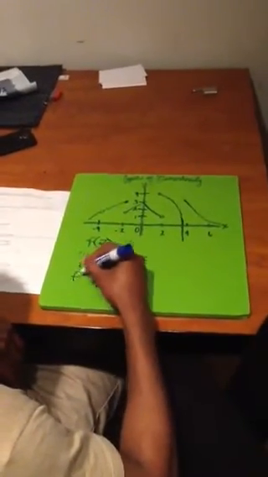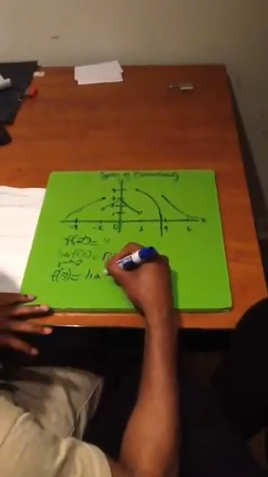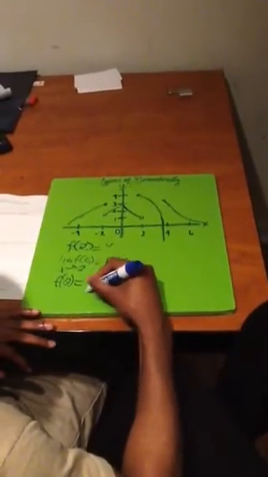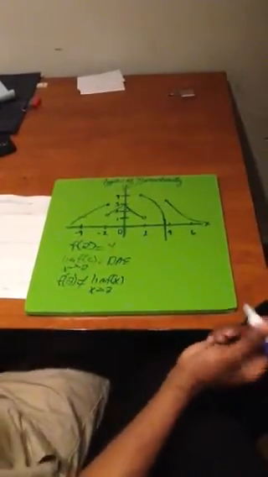So f of 2 and the limit of f of x as x approaches 2 are not equal.